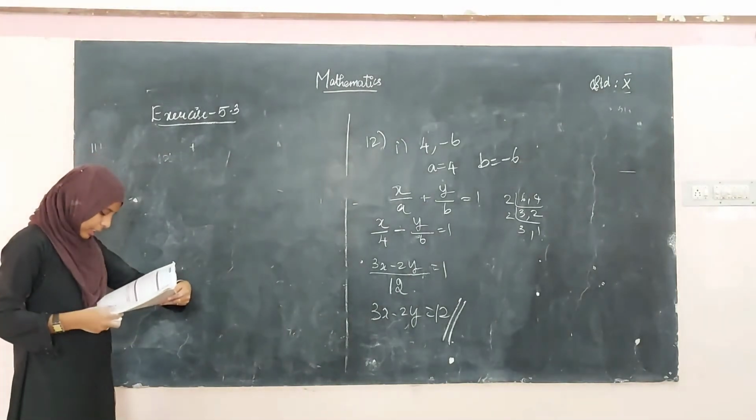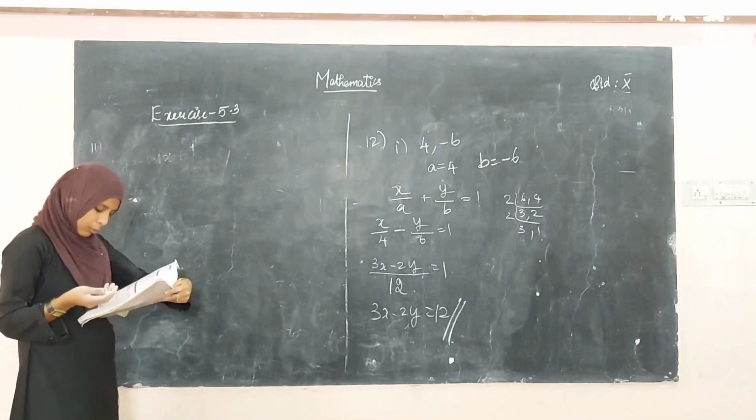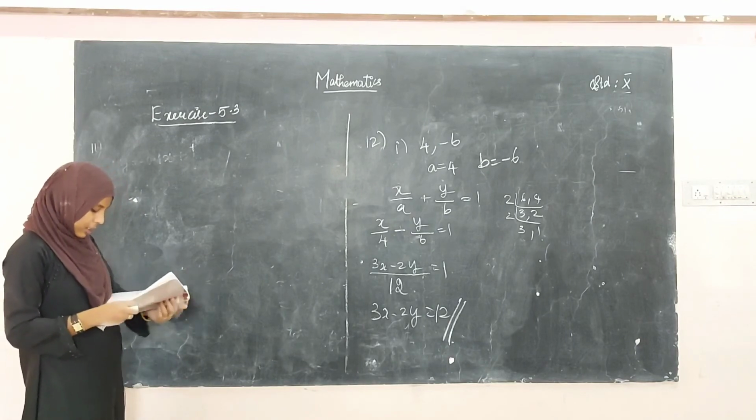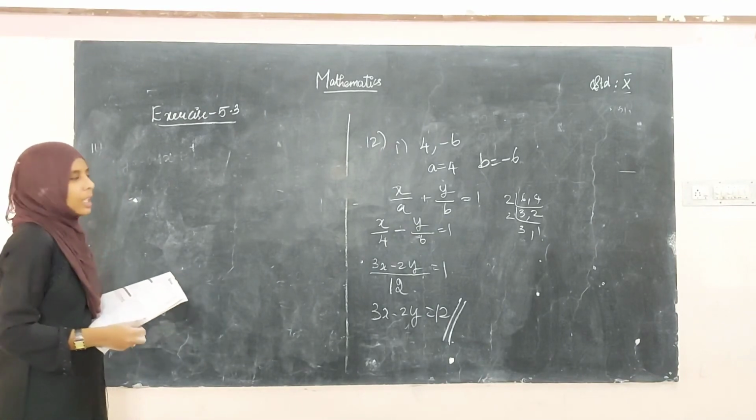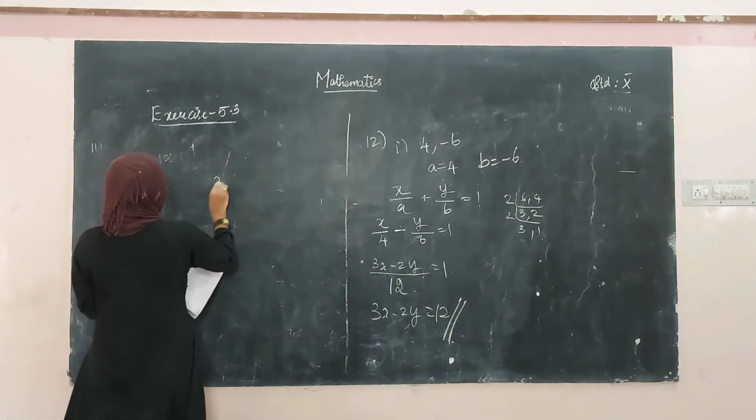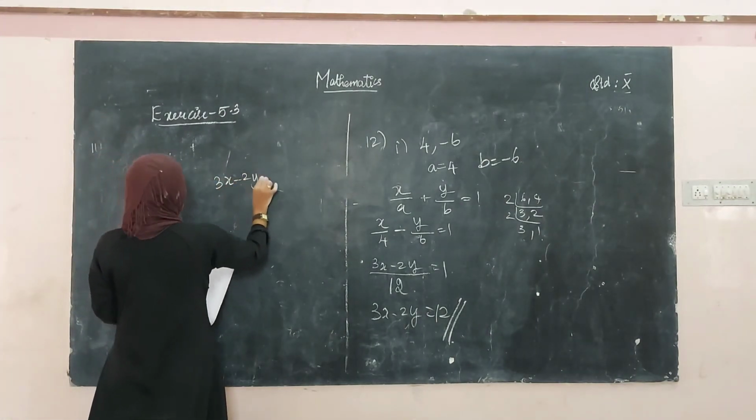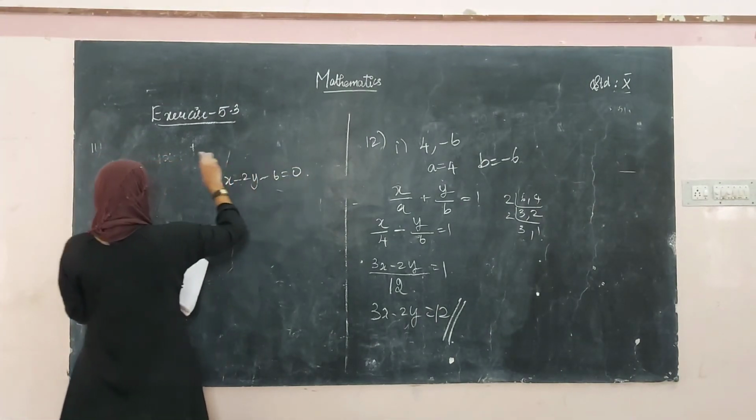Okay. See the 13th sum. Find the intercepts made by the following lines on the coordinate axis. So, you have to find the intercepts. See the equation what they have. The equation is given in this format: 3x minus 2y minus 6 is equal to 0.